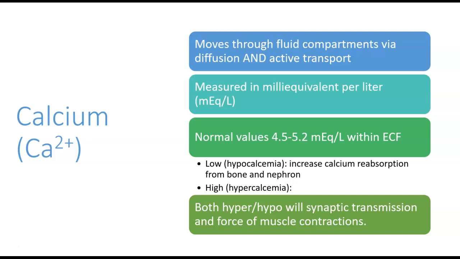And high is hypercalcemia. Both of these situations are going to disrupt our muscles' ability to contract. So remember when we talked about the sliding filament theory and the role calcium played with that, if you have too little or too much of it, then muscle contractions are going to not function the way that they should.